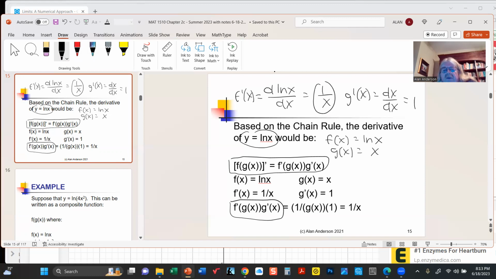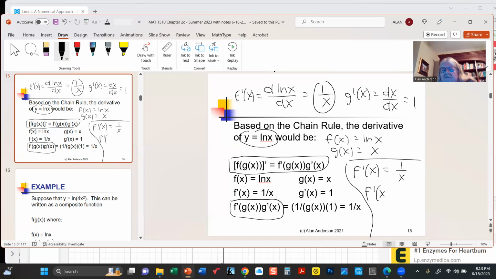F prime, so if f prime of x is 1 over x, then f prime of g of x must be 1 over g of x, because all you're doing is replacing all the x's with g of x's. And that's what I have here. And now g prime of x is just 1, so we don't have to worry about it. And since g of x is just x, the final result is just 1 over x.